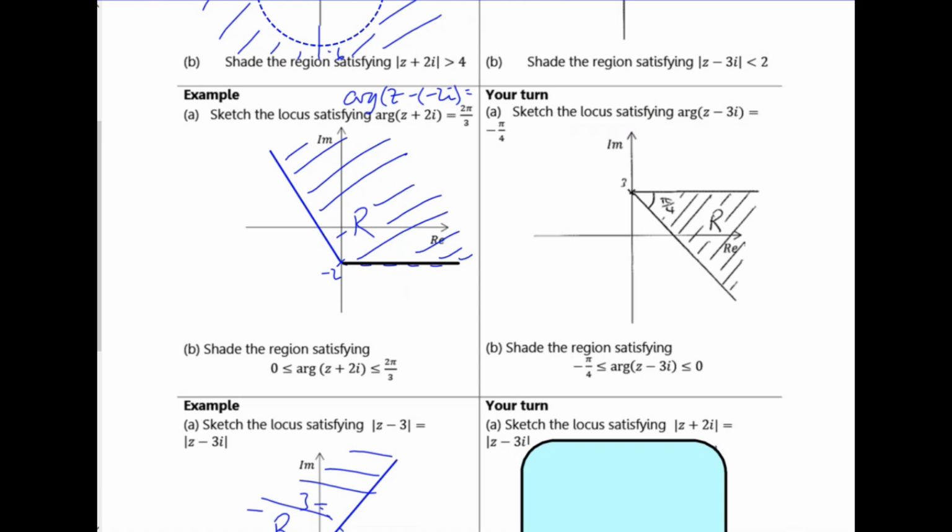For this one, we're starting at 3 on the imaginary axis. We've got an argument of minus pi over 4, so going below the horizontal, pi over 4 is 45 degrees, and then shading the region in between 0 and minus pi over 4. So put a solid line along the horizontal as well. I want the region in between those two there.